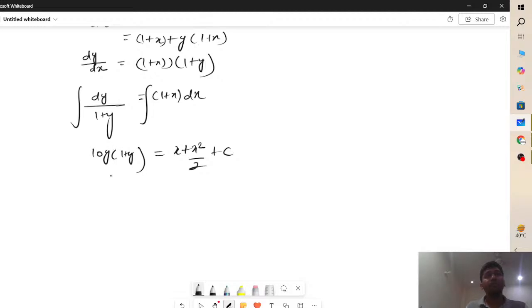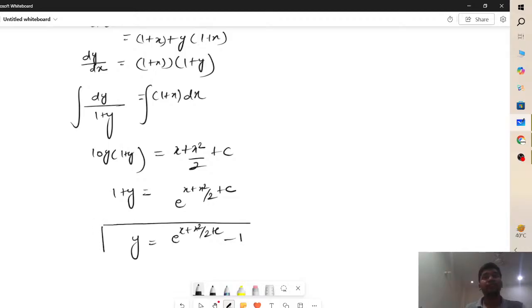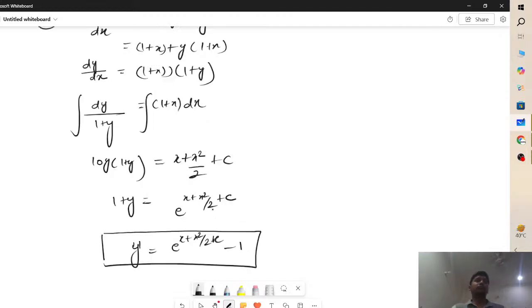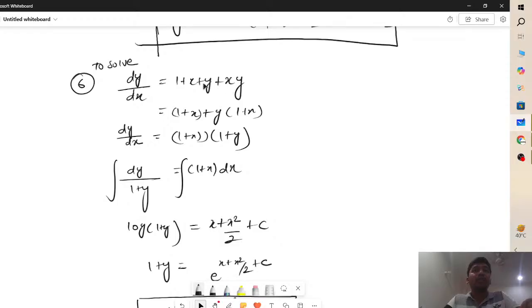अब हम इसको ऐसे लिख सकते हैं, 1 plus y equals to e raised to the power x plus x square by 2 plus c, which can be written as y equals to e raised to the power x plus x square by 2 plus c minus 1, which is our final solution. Okay, simple but little bit tricky here.